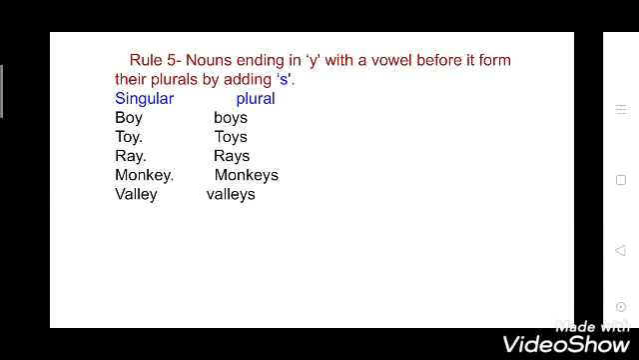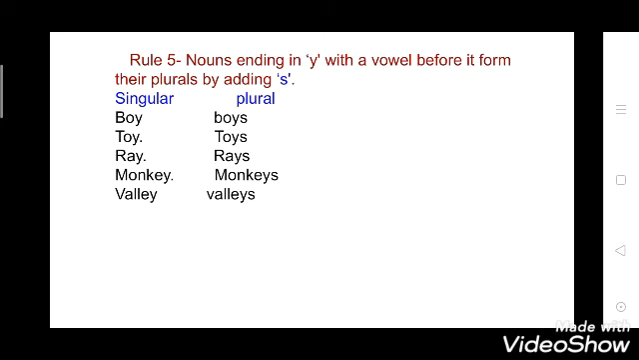Now see the fifth rule. Nouns ending in y with a vowel before it form their plural by adding s. It means if a vowel comes before y, see what are vowels? Vowels are a, e, i, o, u. So the line is telling us that if a vowel comes before y, then you will add s to make the word in a plural form.